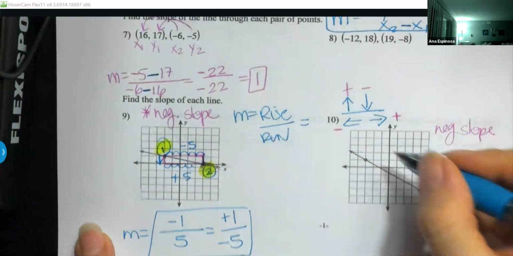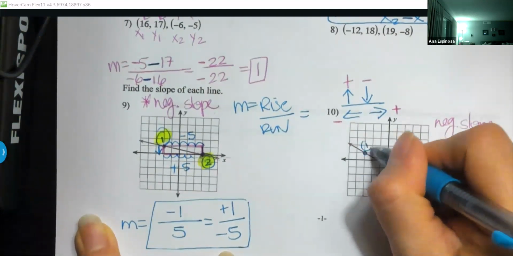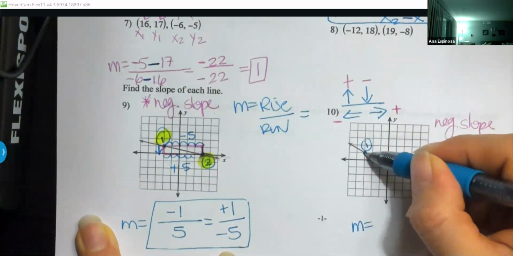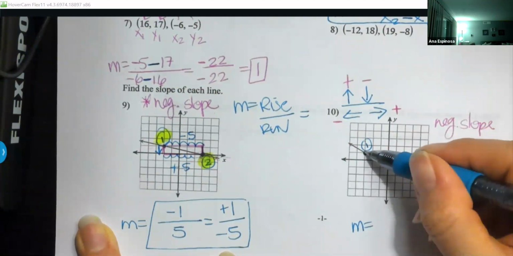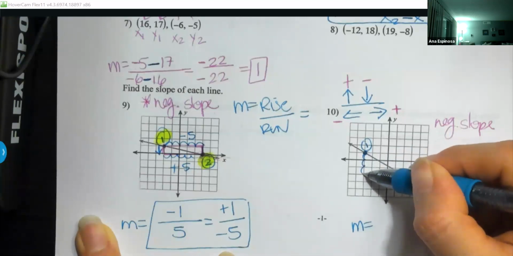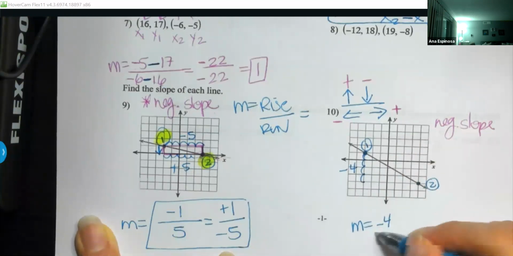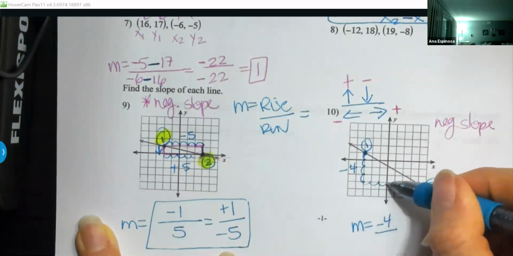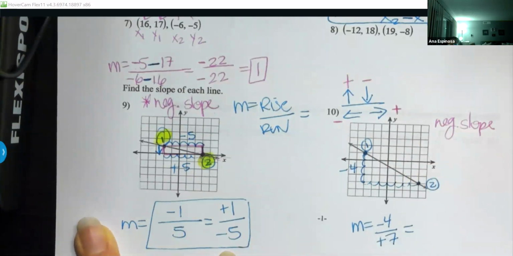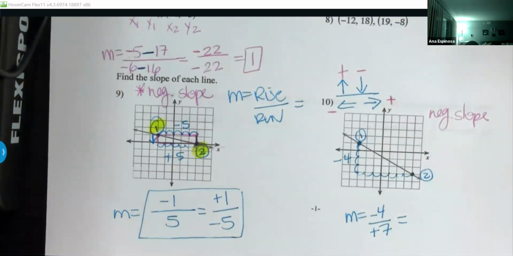Okay, let's do this one. I wasn't going to, but let's just do it because I'm just going to count. I'm actually not going to do the math. This is point 1, point 2. Let's count both ways. Let's go from 1 to 2. So if I want to go from 1 to 2, I have to go down first and then to the right. 1, 2, 3, 4. So I went down 4. And then I go 1, 2, 3, 4, 5, 6, 7. Okay, so that's negative 4 sevenths. Or if I go from 2 to 1, grab another color.